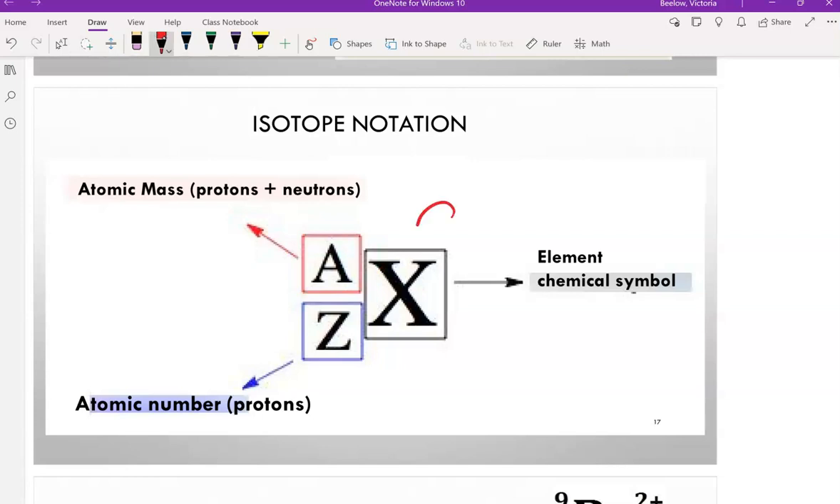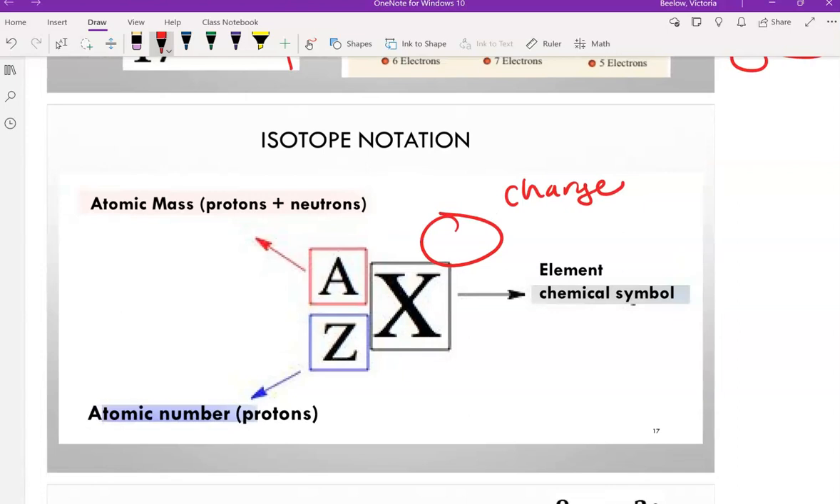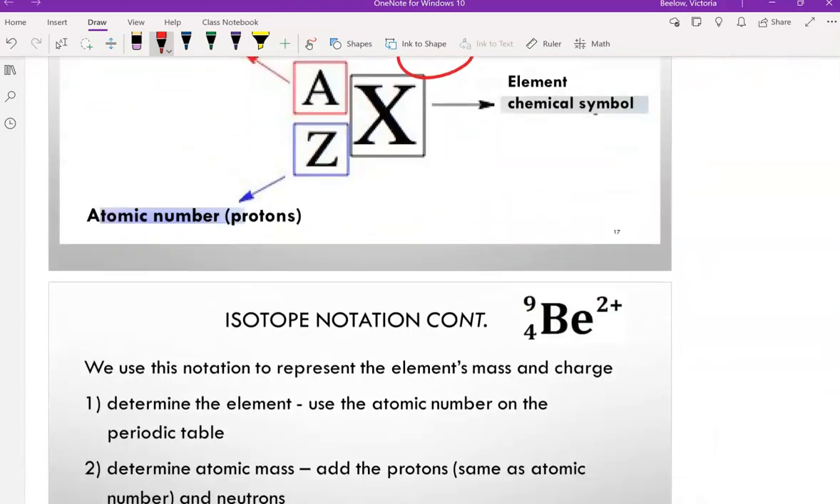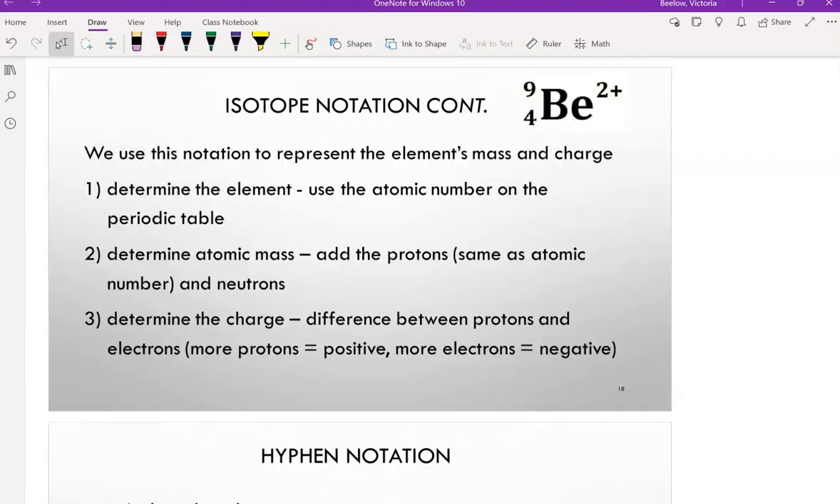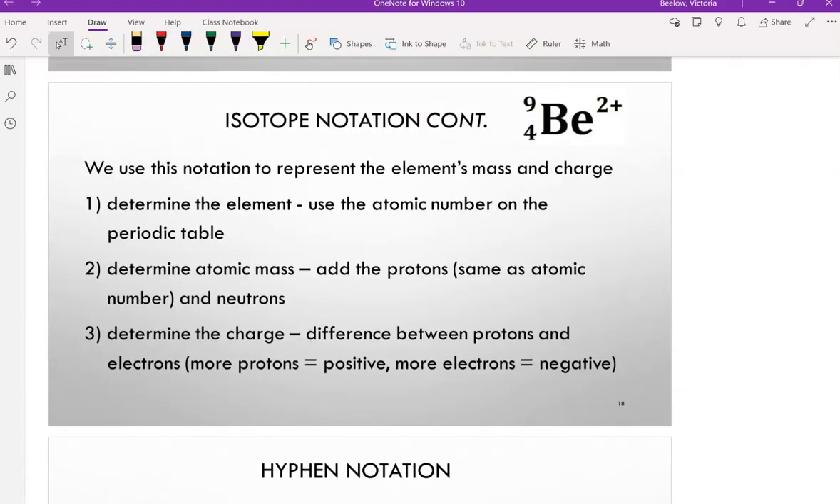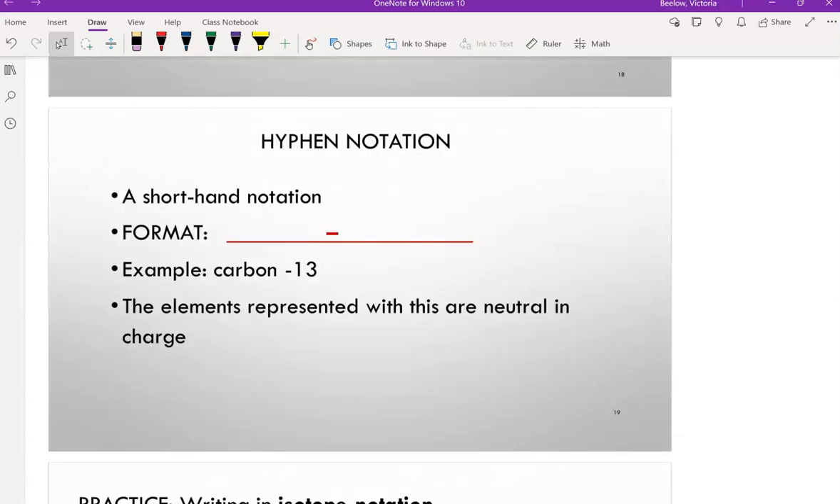I didn't put it here, but here would be the charge. If there is no charge, the atom is neutral, and you don't write anything there. But if you have a positive or negative charge, that's where it goes, as a superscript. So let's do an example. Here's just information on how to find what you need for isotope notation.